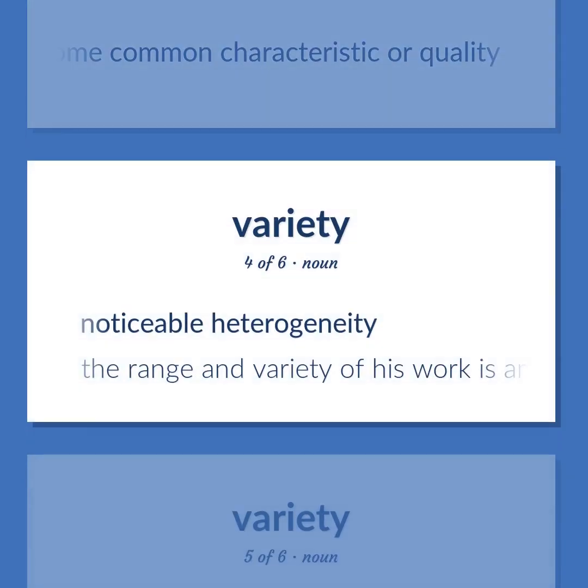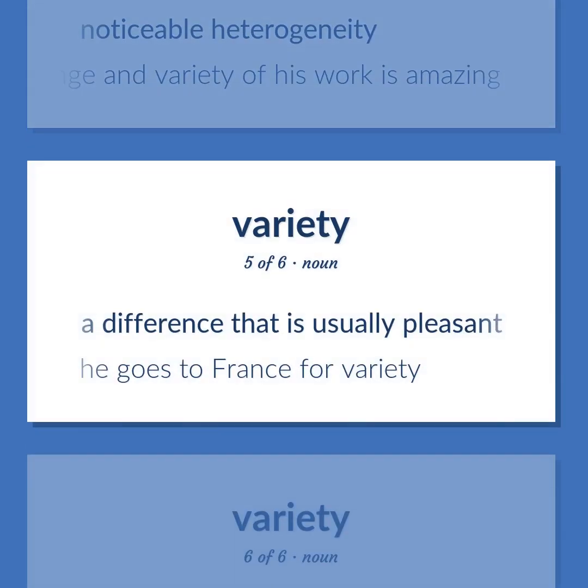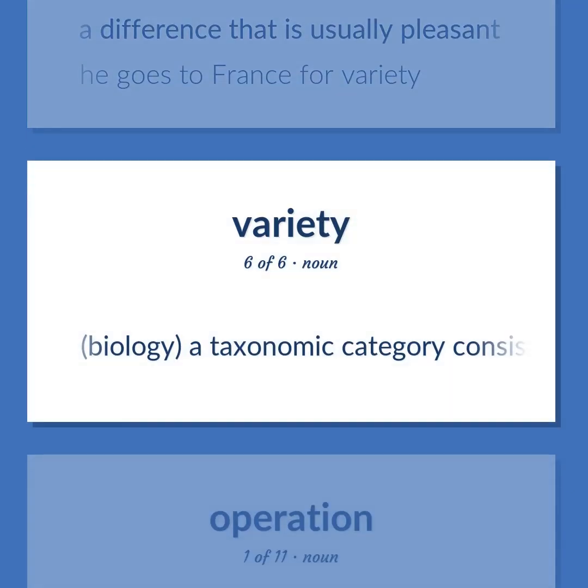Noticeable heterogeneity. The range and variety of his work is amazing. A difference that is usually pleasant. He goes to France for variety. Biology. A taxonomic category consisting of members of a species that differ from others of the same species in minor but heritable characteristics.